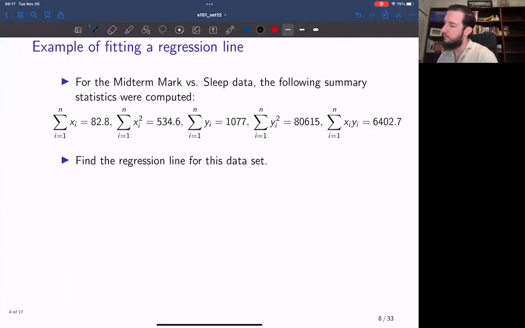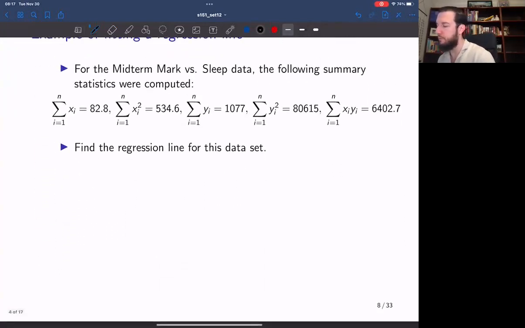Okay, so for the midterm mark versus sleep data, we want to find the regression line for this data set. Now you can see that we're given a number of different summary statistics on slide 8. And typically this is the kind of question that you're going to see at this level. You're going to be given these types of summary statistics and then asked to work through the different types of problems that are associated with fitting the regression line. Okay, so for example, we're asked to find the regression line using these summary statistics.